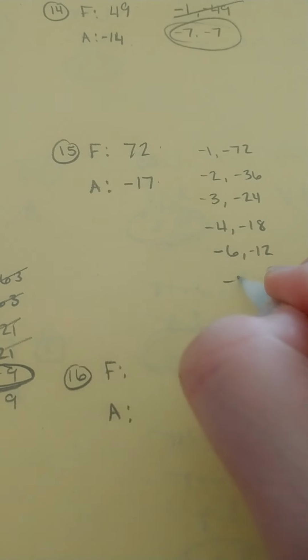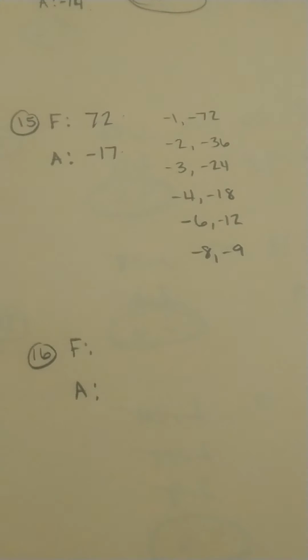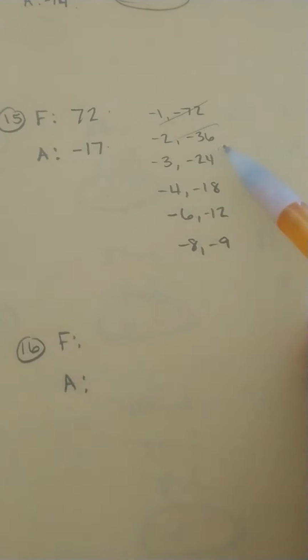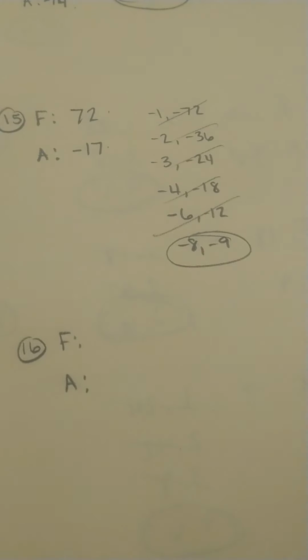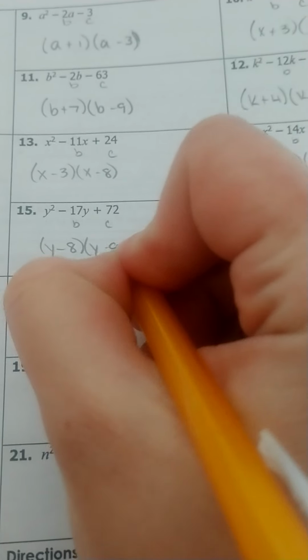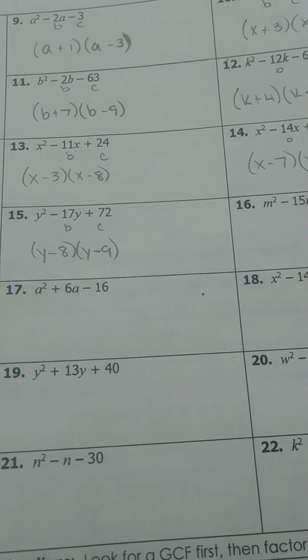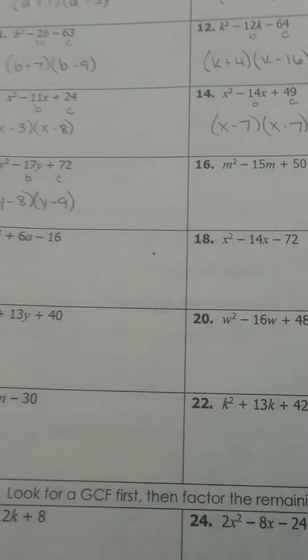Let's see, 7 does not go in, negative 8, negative 9. So I want 17. Oh, nope. Really close. There it is. So I'm going to have a negative 8 and a negative 9. So I'm going to have y minus 8, y minus 9. And before you ask, I don't know why they did not give you more space in these blocks. I really don't. I apologize for that.